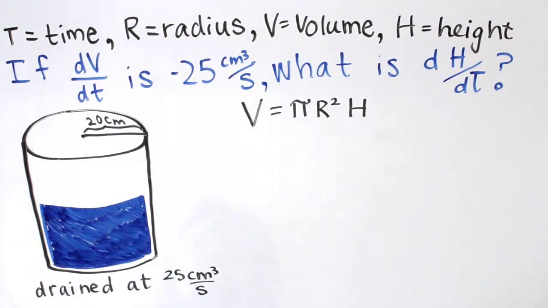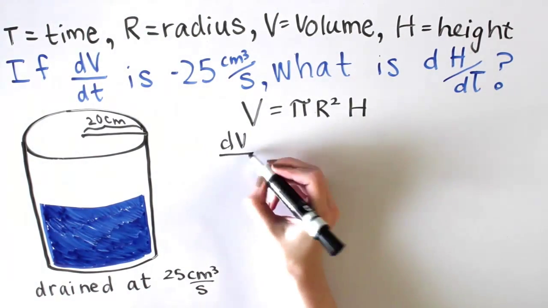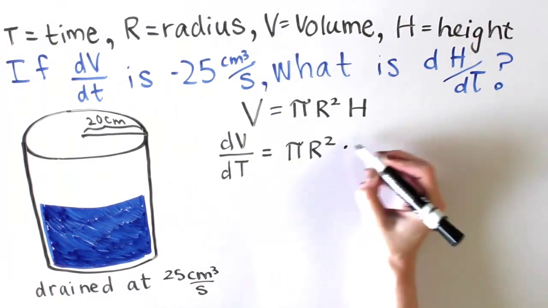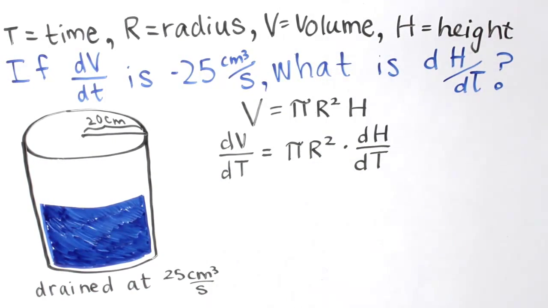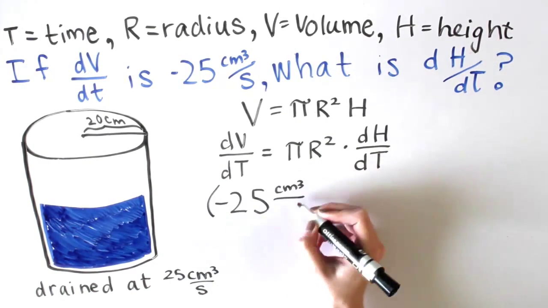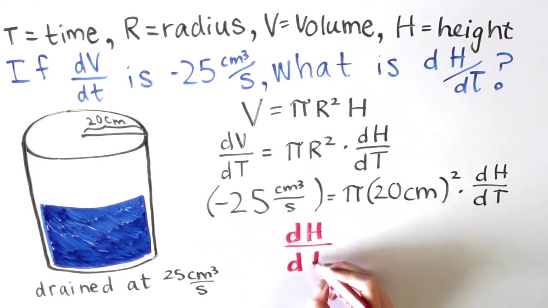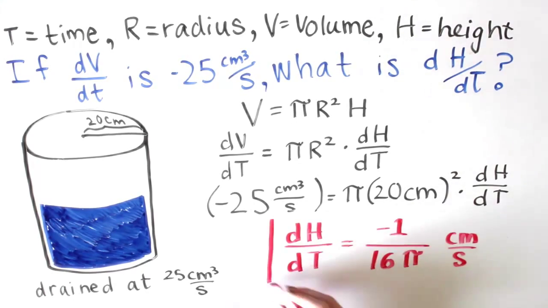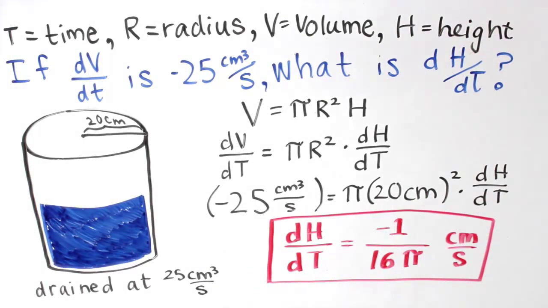Let's take the derivative of this equation with respect to time. Remember that the radius of the cylinder never changes, so we can treat it as a constant. Plugging in what we already know and isolating dH/dt, we find that the height is changing at a rate of negative 1 over 16 pi centimeters per second.